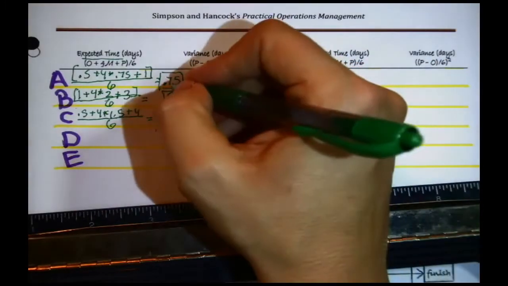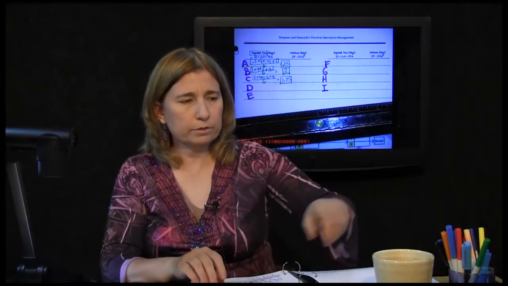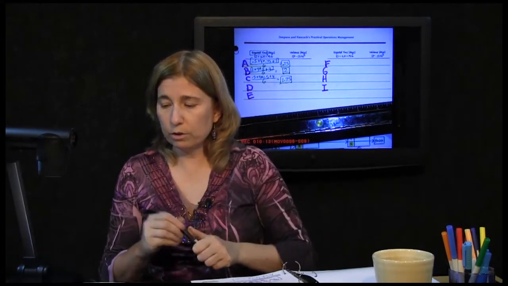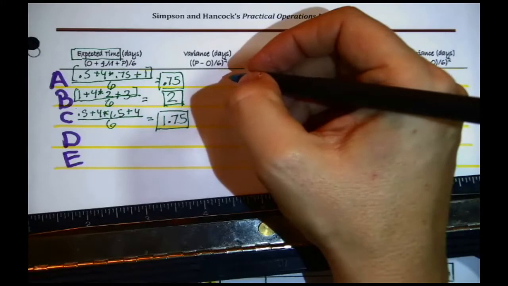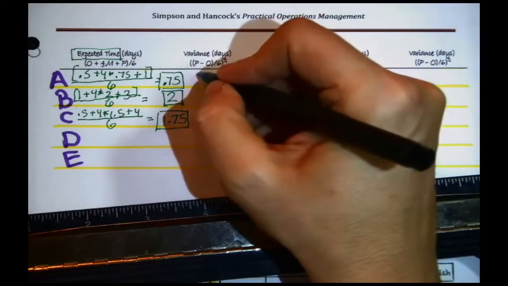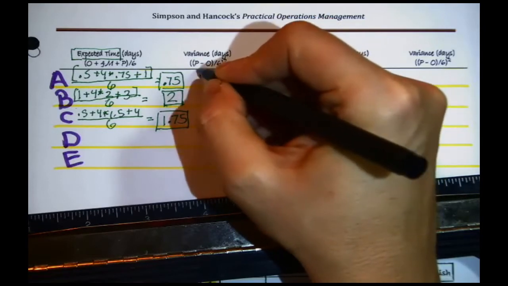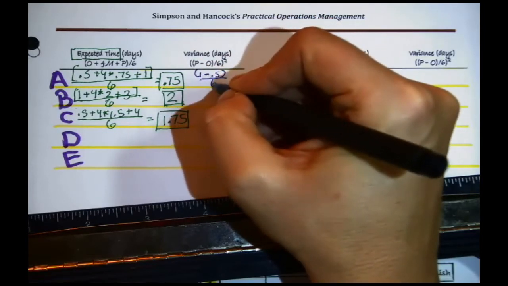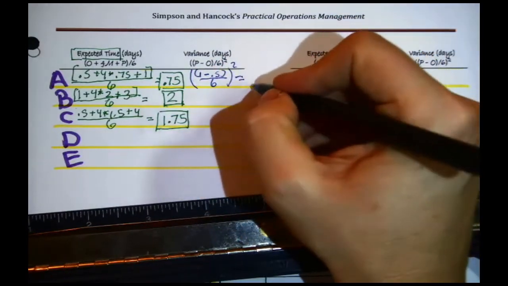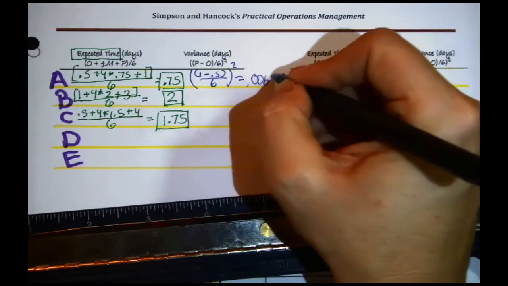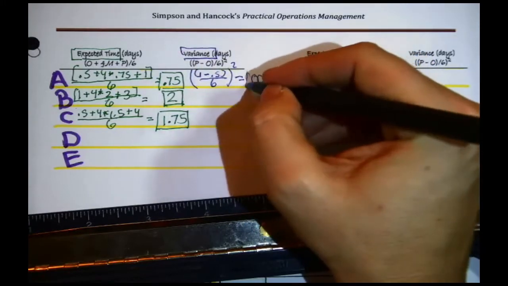Now, that's me figuring the expected time. I had said it would be handy to figure out the variance also in each case. In the case of A, the pessimistic time is 1 day. The optimistic time is a half a day. There's the numerator. Divide that by 6. Square the whole thing. I get 0.0069. Great. That's the variance in task A.